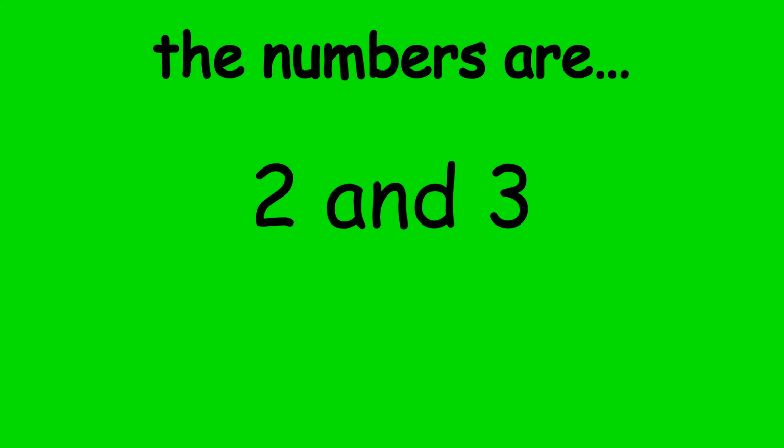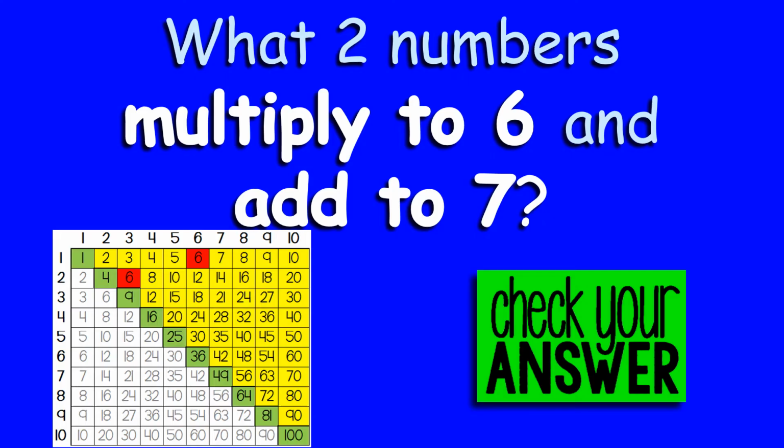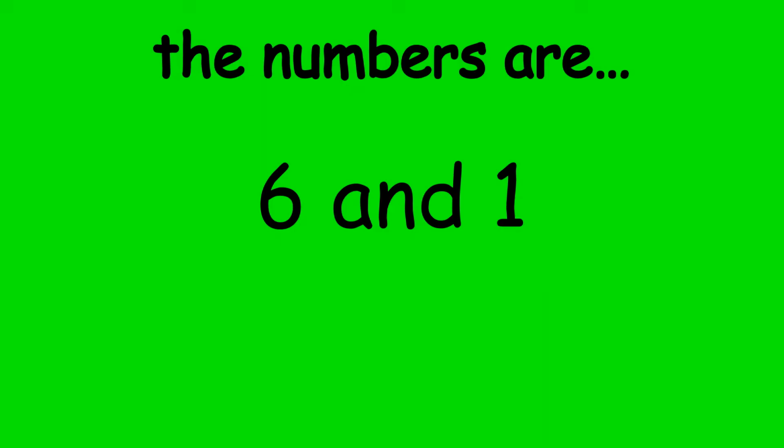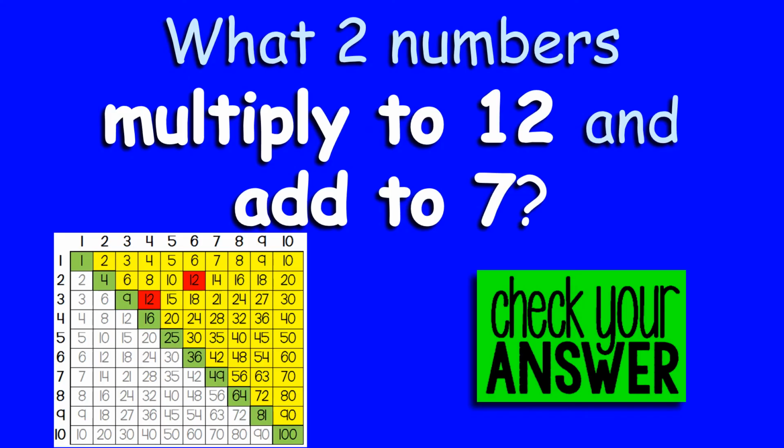And then we need to figure out which one is valid for the number we wanted to add to. So what two numbers multiply to 6 and add to 7? 6 and 1. What two numbers multiply to 12 but then add to 7?